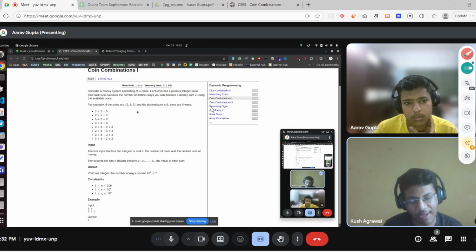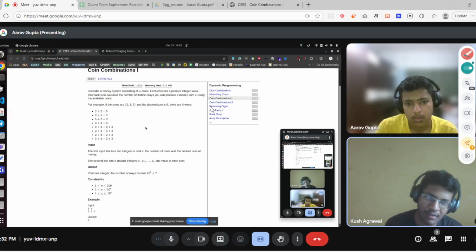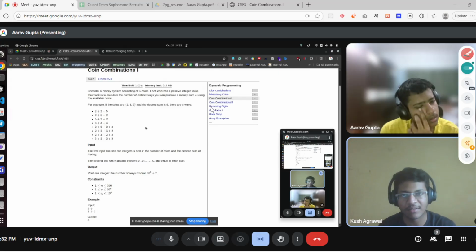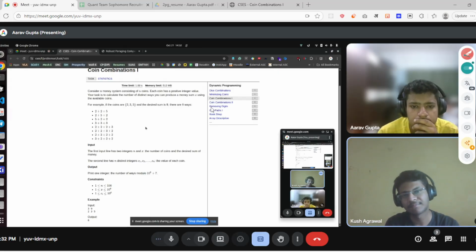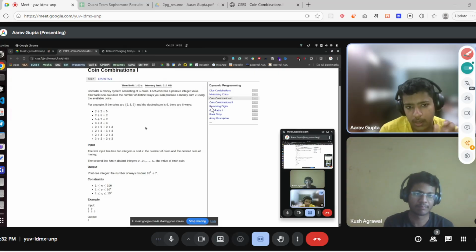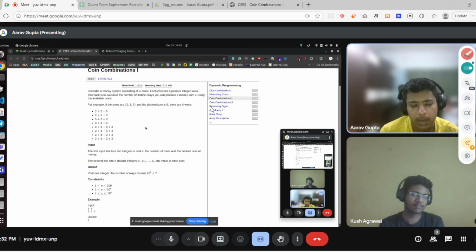The first coin will either be 2, 3, or 5. And then the rest, so 9 minus 2, 9 minus 3, 9 minus 5, something like that. So there's a function that returns the number of ways you can do it. So f of 9, which we want, is f of 9 minus 2 plus f of 9 minus 3 plus f of 9 minus 5.